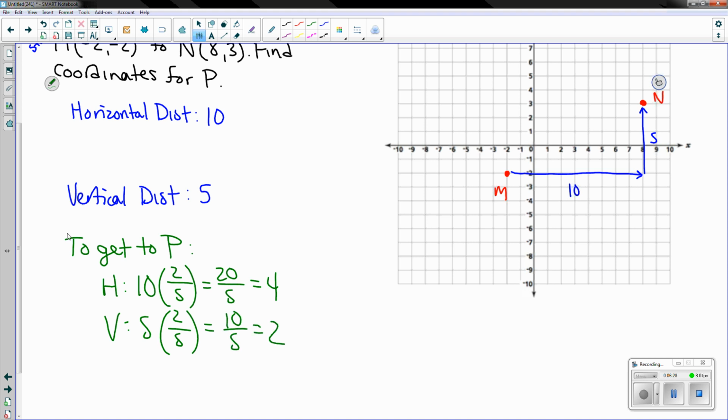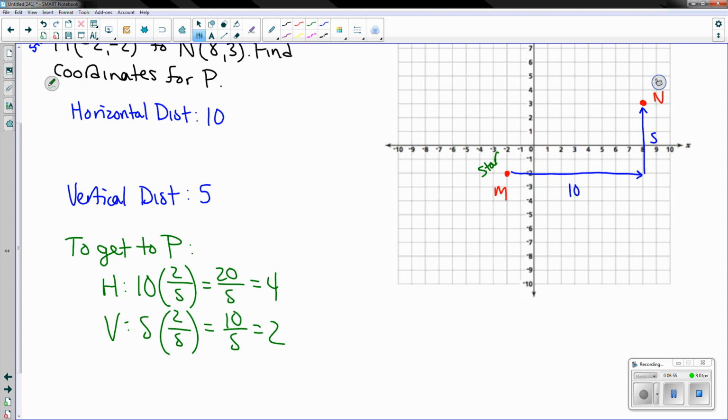Now, at this point, don't make the error that this is the coordinate for P, 4, 2. That just tells you how far you need to travel from M to get to P. So we still don't know the coordinate, but we can go count this off. So I'm traveling horizontally 4 units and vertically up 2 units to get to point P. I can go to my point M. This is why it's important to know where you're starting.